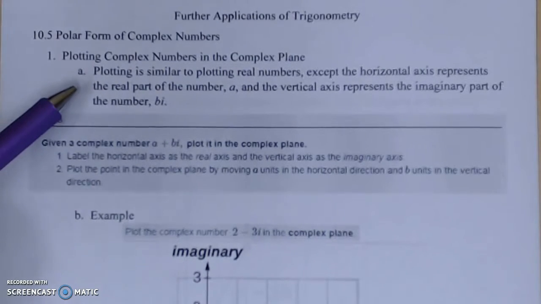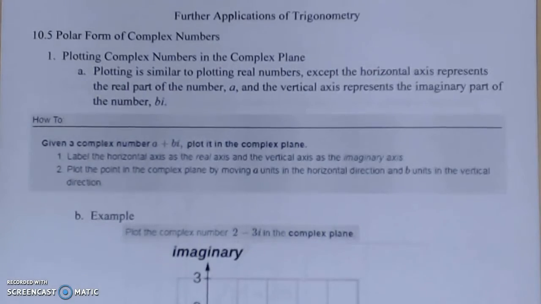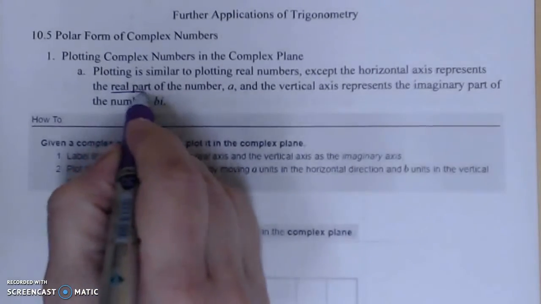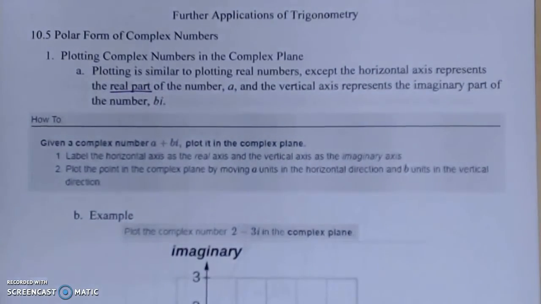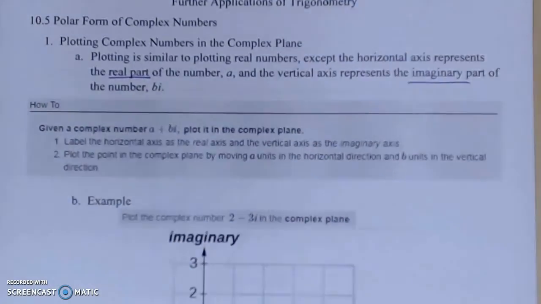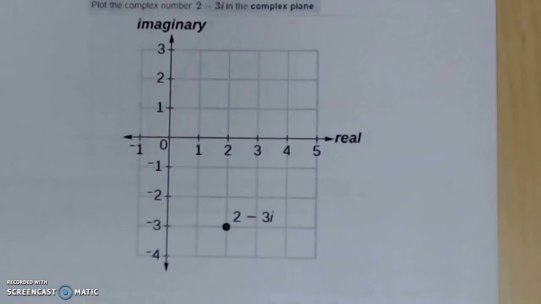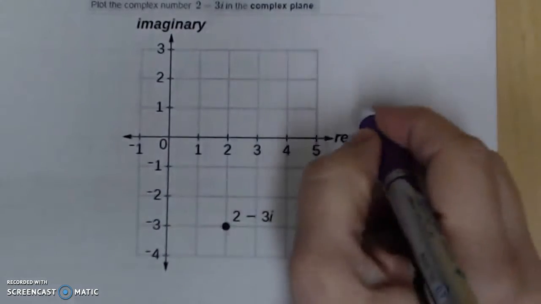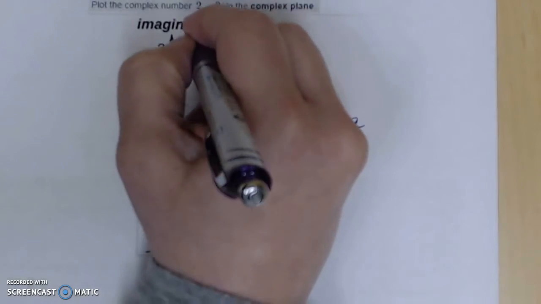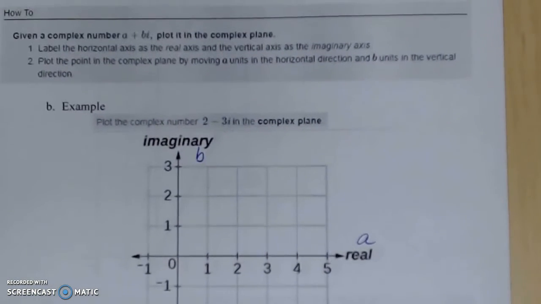So when you're plotting, it's very similar to plotting real numbers, except your horizontal axis represents the real part of the number, the A part, and the vertical axis is going to represent the imaginary part. So this will be what your complex plane is going to look like. Here's your real, so that would be your A, and here's your imaginary, so that would be your B value. And so it gives you some how-to to work with it.